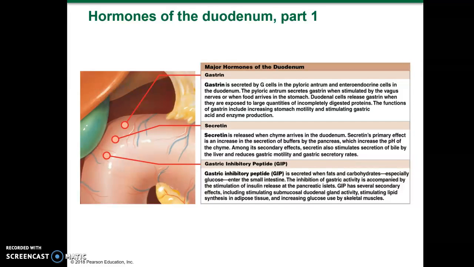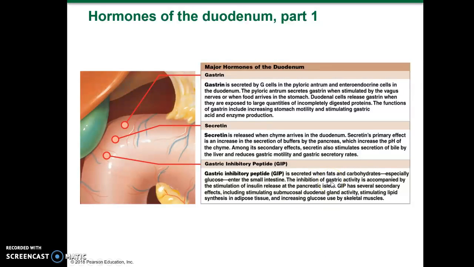Secretin is released when chyme arrives in the duodenum. Secretin's primary effect is an increase in the secretion of buffers by the pancreas, which increase the pH of the chyme. Among the secondary effects, secretin also stimulates secretion of bile by the liver and reduces gastric motility and gastric secretory rates.